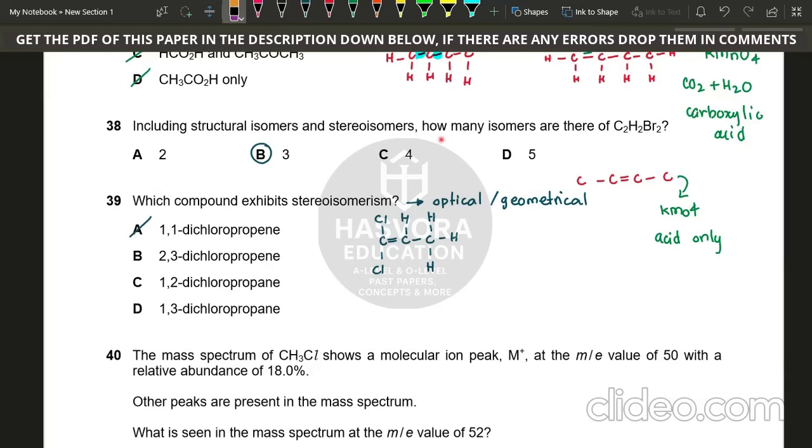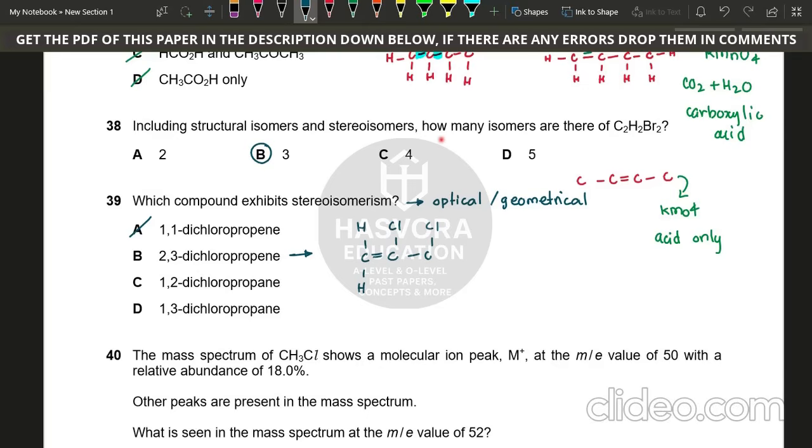Okay, now let's suppose the second one. Okay, so it says 2,3-dichloropropene. So if this is the propene and we say it is 2,3, it is 2 and 3 dichloropropene. So you can just say that here we have the same hydrogen that is bonded to the same carbon.